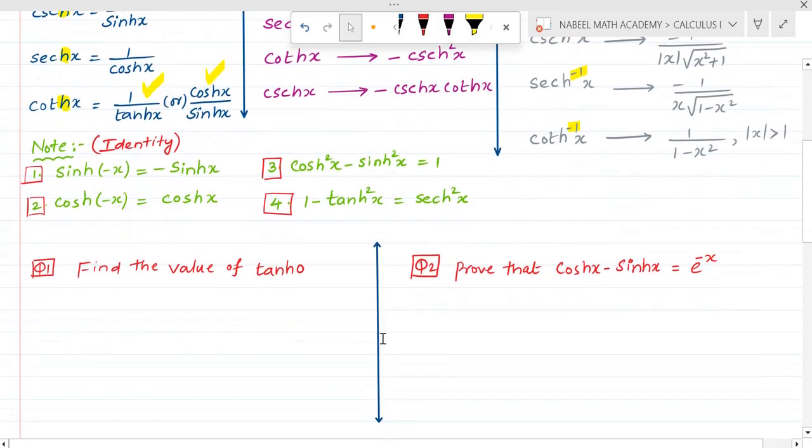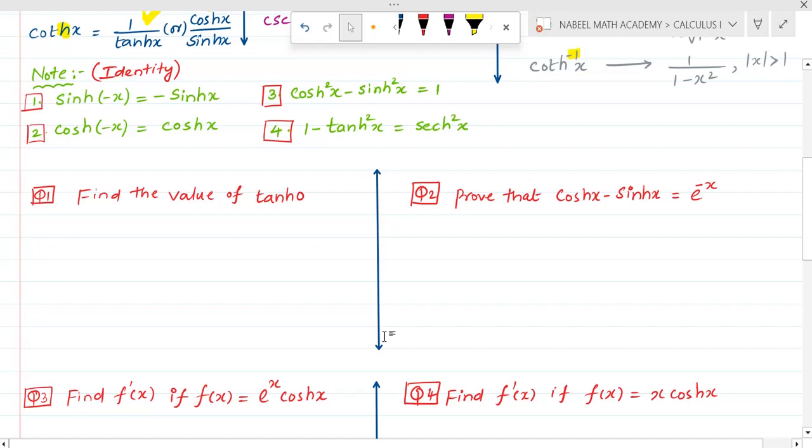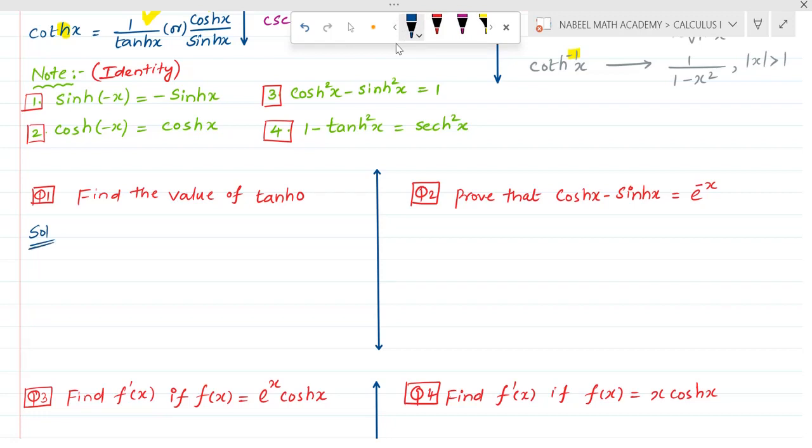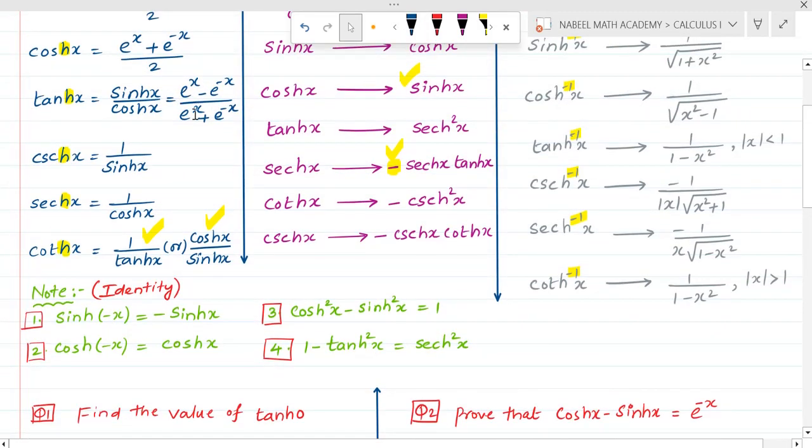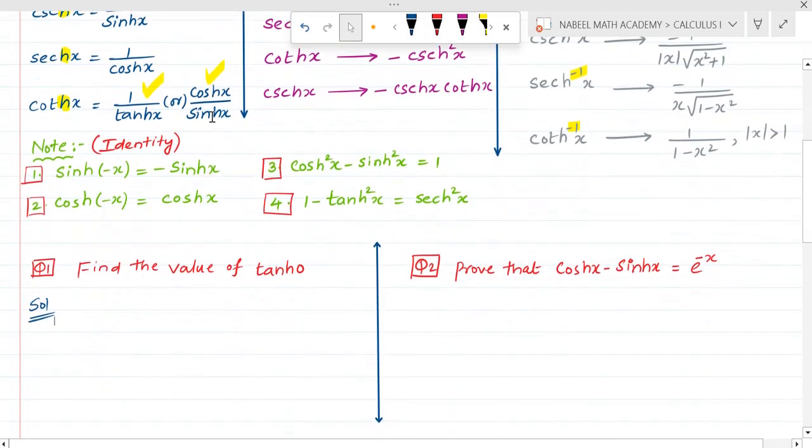Now let us go with the first problem. The first one is not asking about the derivative. Here it is asking to find the value of tanh 0. So how will you write the tanh? Here I make use of this rule. I know that tanh x is equal to e to the power x minus e to the power minus x over e to the power x plus e to the power minus x.